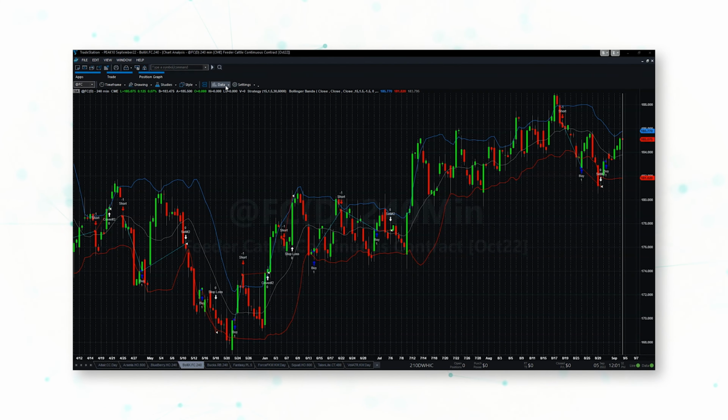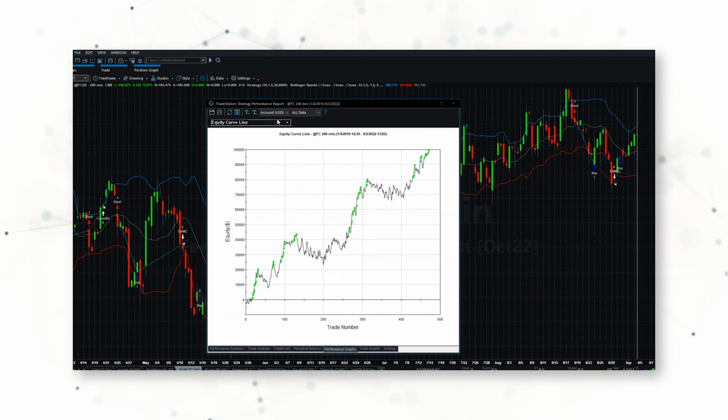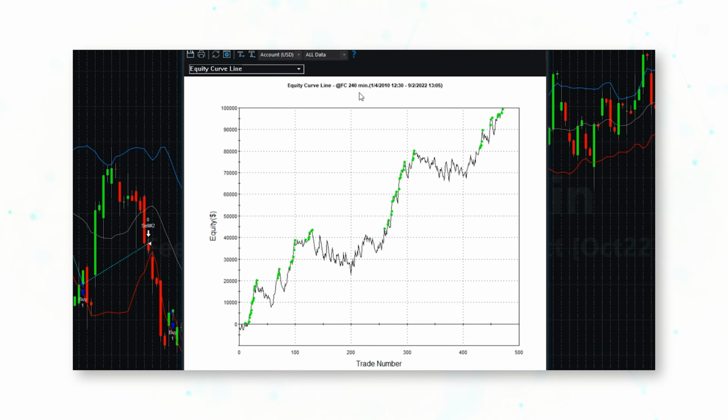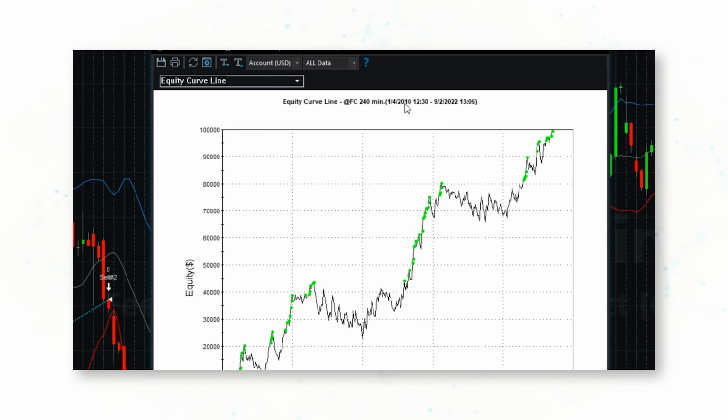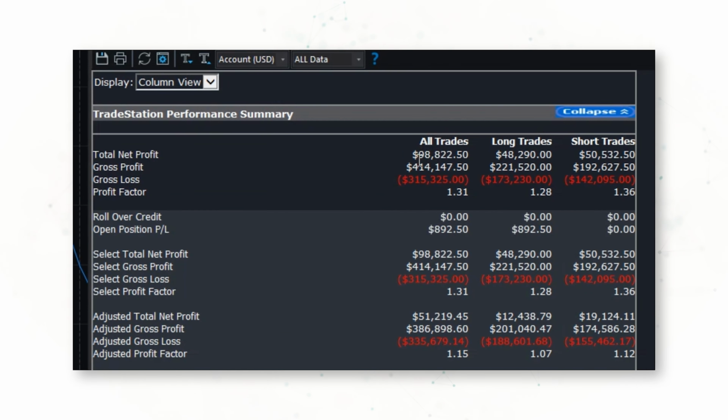And if we jump into some performance statistics for this strategy on feeder cattle 240-minute bars, you can see a decent equity curve. This isn't the best equity curve I've ever seen, but the strategy has made about $100,000 trading one contract of feeder cattle front month futures since 2010, $98.8 thousand with a profit factor of 1.3. So overall, there's a lot to like about this Bollinger Band trading strategy for the feeder cattle market.